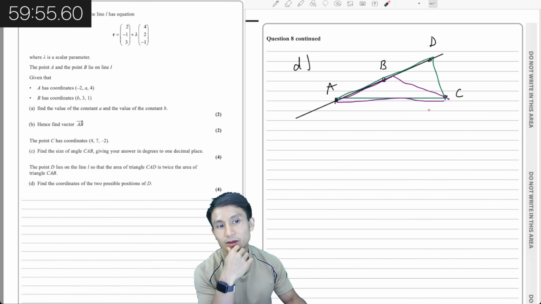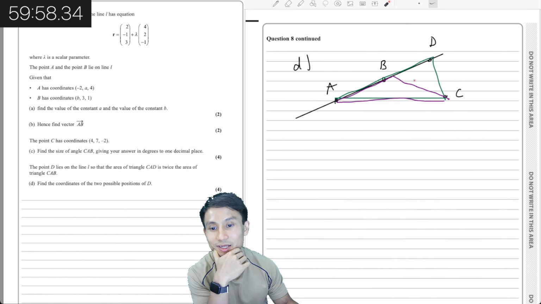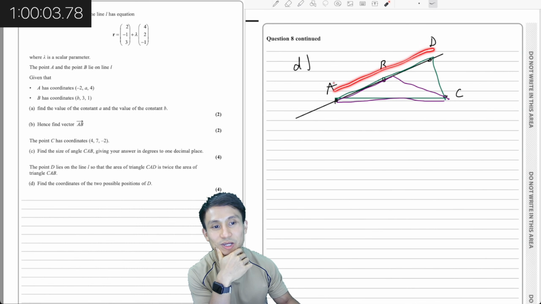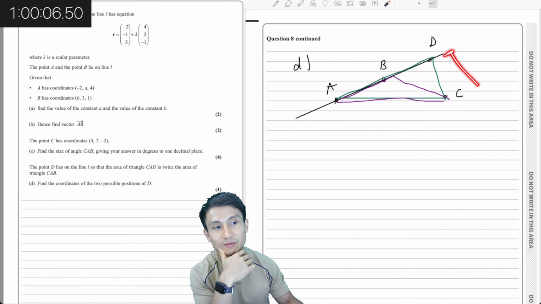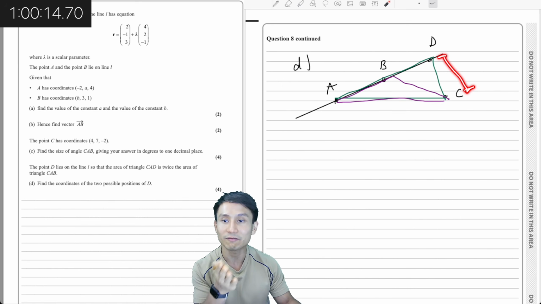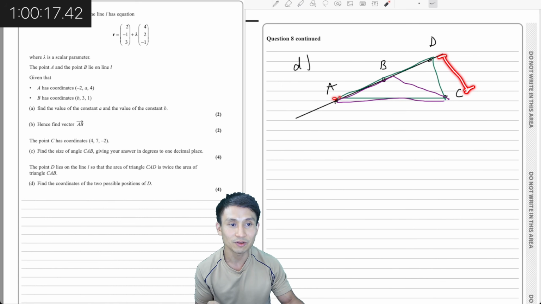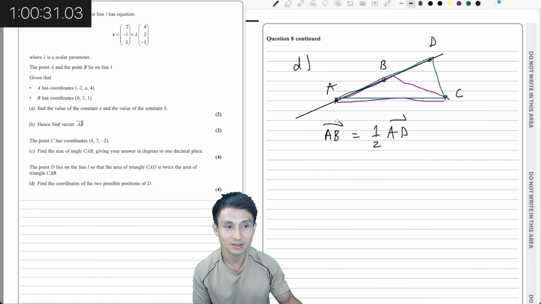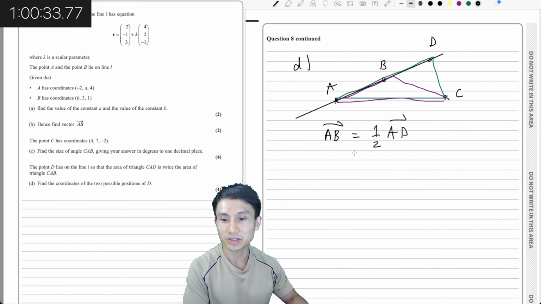Now look, if we say that CAD is twice, the green one is twice the purple one, it means that the distance AB should be twice the distance AD because they have the same height. If we assume that this is the height of the triangle, the perpendicular distance from the line to C, they both have the same height. And that means if the base of AB is half that of AD, then the area would also be half. So we can say that AB is just half of AD. Just like that. Or at least the magnitude.